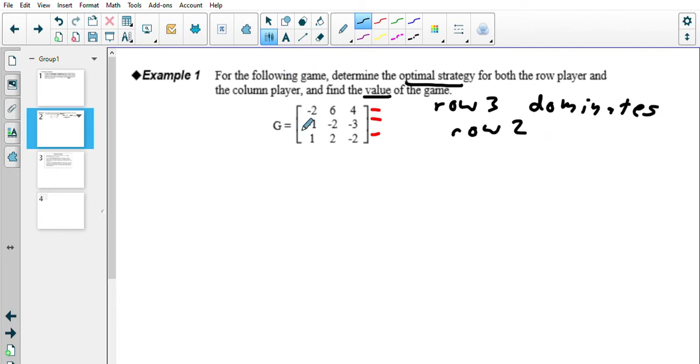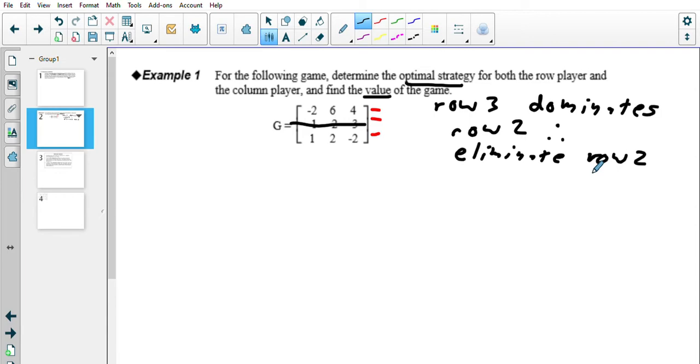So that means there's no reason to ever play the row 2 strategy when you could just play row 3 and be guaranteed a better outcome. So we can eliminate row 2. Okay, now we can look at our columns and try to do the same thing.